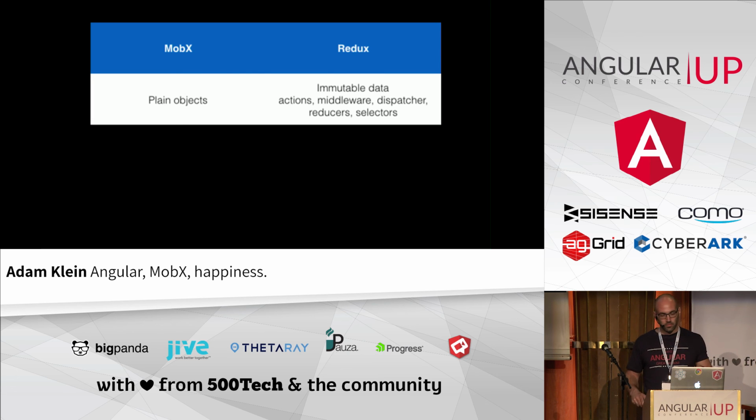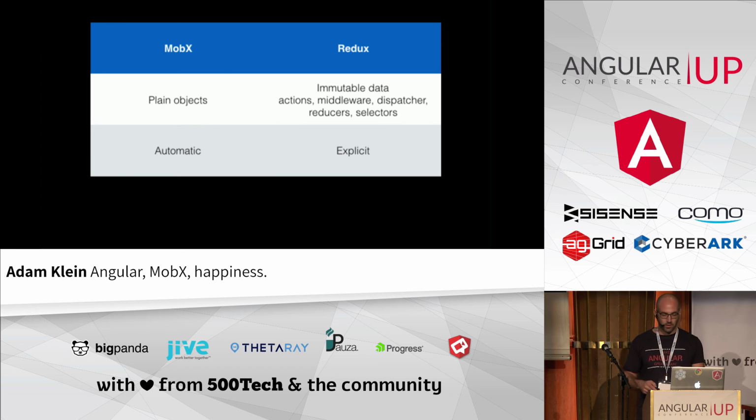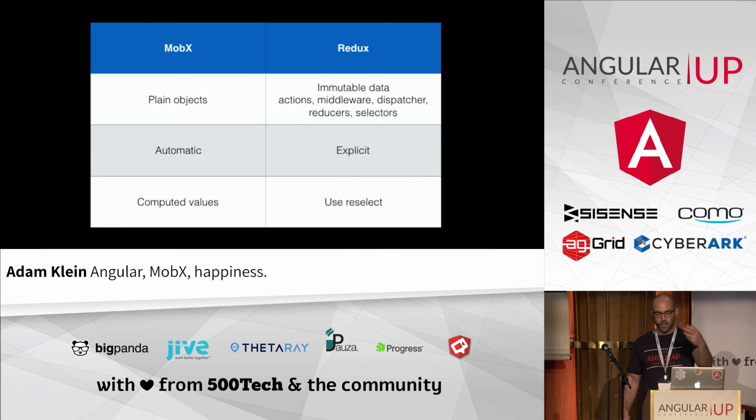So a small comparison with Redux. As I said, we're using plain objects. If you use Redux, you know that handling immutable data is a pain, and you also have this whole cycle of actions, reducers, middlewares, etc. It's automatic, as I said, it automatically builds the dependency tree, and it has the built-in computed values, which, for example, if you're using Redux, you have to use reselect, and it's a bit more tedious.